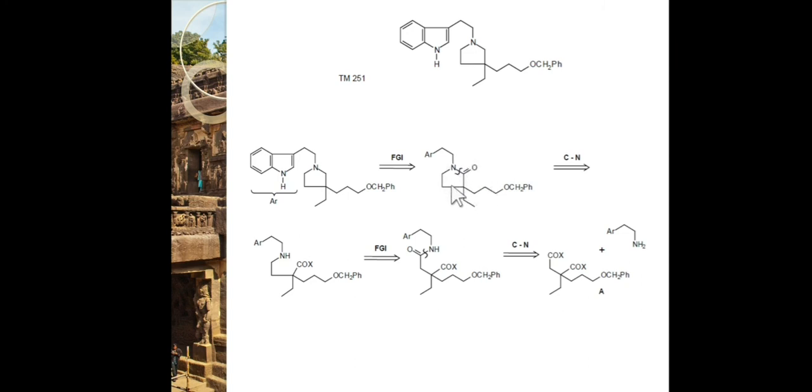So after disconnection, what will we get? We get NH and COX. Again we are going to add carbonyl over here because this is a secondary amine, and again we will get COX and NH2. So what we get is simple AR CH2 CH2 NH2. So this part is commercially available. Now we again get 1,4 dicarbonyl compounds, which we already studied in my previous lecture.